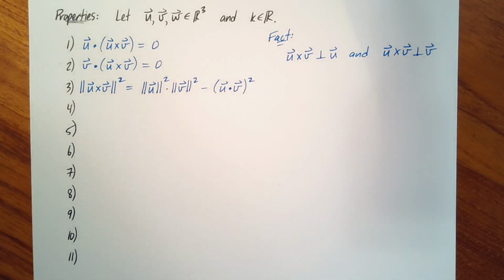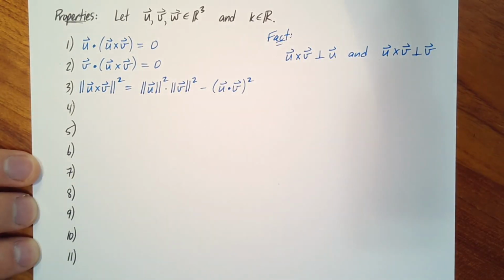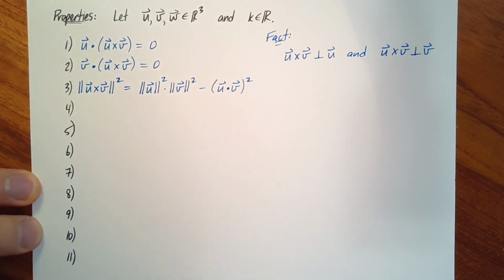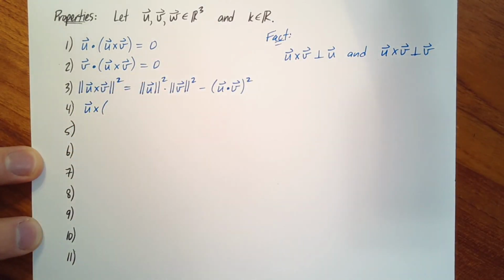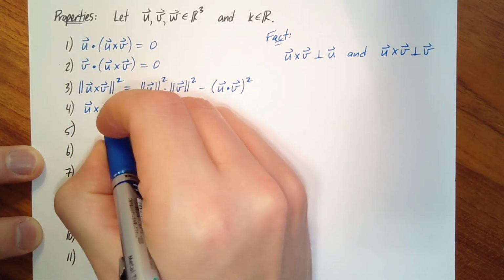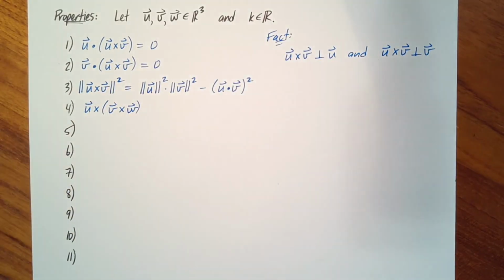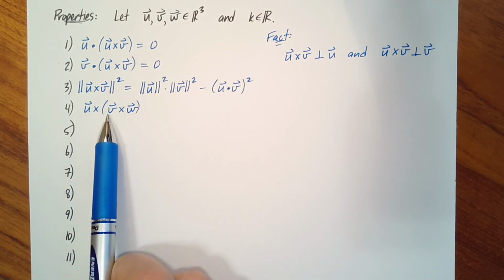And properties 4 and 5 are also not ones that are worth memorizing. We're going to write them down, make an observation about them, and then we're probably never going to use them again in this course. But it's good to have in your notes, and you can always look them up later if you need them. So the first one says the following. If I take the cross product of u, and then the second vector in this product is actually going to be itself a cross product. So we're going to take the cross product of u with the cross product of v and w.